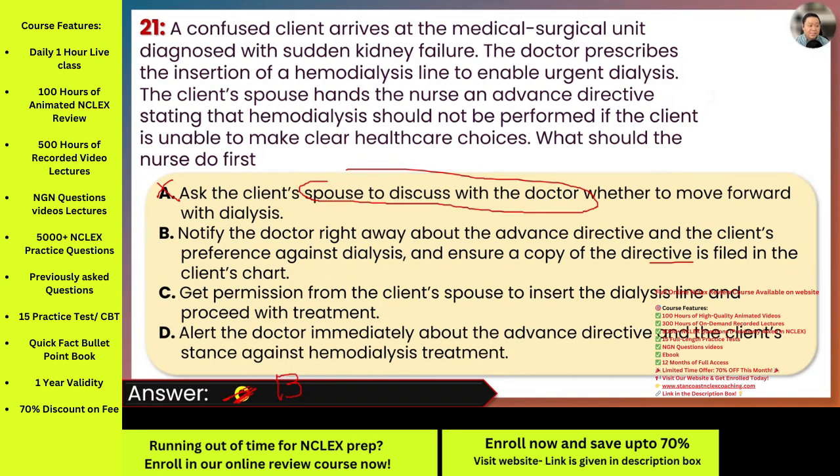Now, what about letter C? Why is this incorrect? Get permission from the client's spouse to insert the dialysis line and proceed with the treatment. Well, remember that the spouse cannot override the advance directive unless they have legal authority, such as a durable power of attorney for healthcare decisions. Proceeding with a treatment that contradicts the directive will violate the client's legal rights, and it could result in legal consequences for the entire healthcare team. So your role here should be to advocate for the client's wishes. You don't want to seek permission to ignore them.